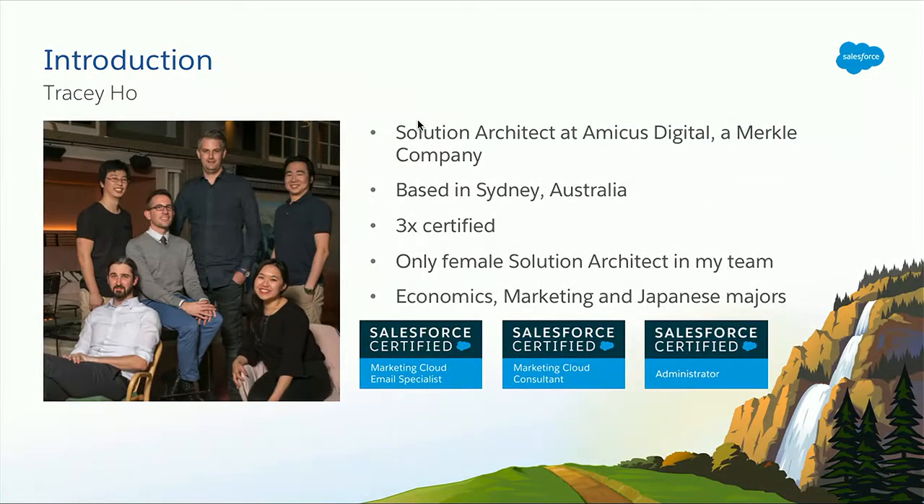So before we get into the nitty-gritty, I just want to take a little bit of time to introduce myself. So again, my name's Tracey Ho, and I'm currently a solution architect at Amicus Digital. We are owned by Merkle, and we're a marketing cloud partner agency based in Sydney, Australia. I'm three-time certified as a Marketing Cloud email specialist, consultant, and most recently, as of last Saturday, a Salesforce administrator.